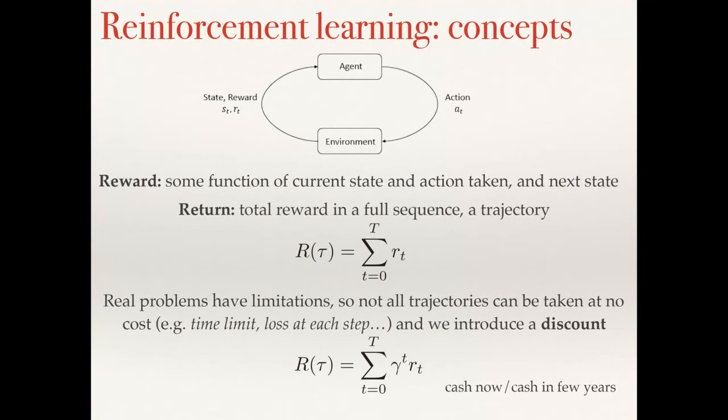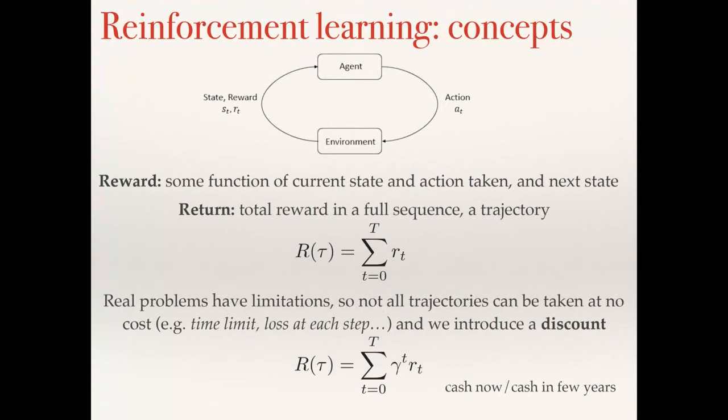But you could find yourself that in real situations, if you just simply do this, you are going to end up with the situation that the best reward, or return, sorry, is going to be obtained by simply playing an infinite amount of times, which is not what we want. And certainly this is not what happens in real life. So in real problems, those rewards cannot be collected ad infinitum, and you cannot just make all the moves you want. The real problems have limitations, and not all trajectories can be taken at no cost. For example, typical real life problems have time limits, or each time you take a step, you actually lose something. So this is something we need to take into account.